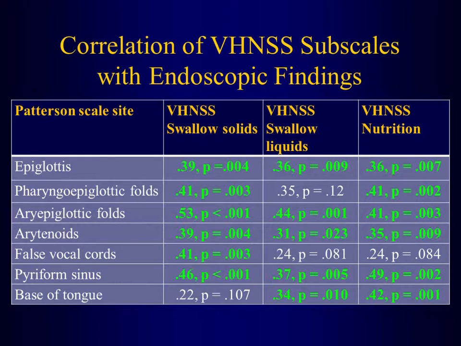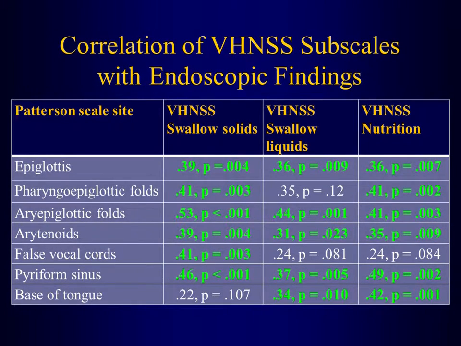And what we found, and this is the Patterson Scale, so endoscopic evaluation, these are the sites, and each one of these sites was analyzed separately, so we're talking about a single site. Any grade abnormality with regards to lymphedema at that single site was correlated with self-report on 3 different subscales from the Vanderbilt Head and Neck Symptom Survey: swallow solids, swallow liquids, and nutrition.